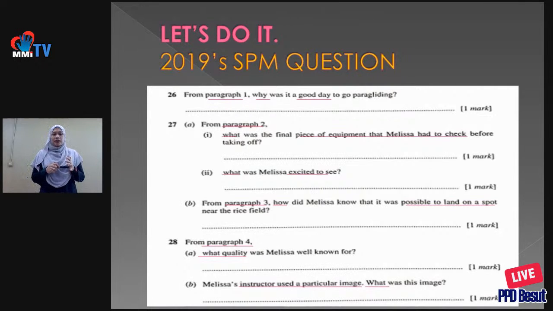27B, underline paragraph 3, underline how, and then the next keywords is possible to land on a spot. Okay, why was it possible? Maybe possible is a bit of a hard word for you, but you know what is impossible, kan?